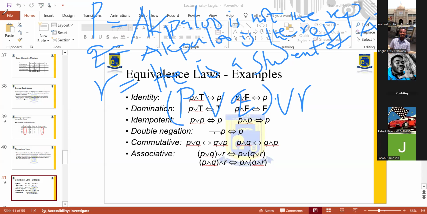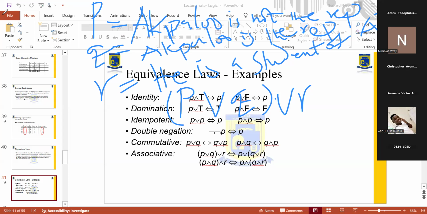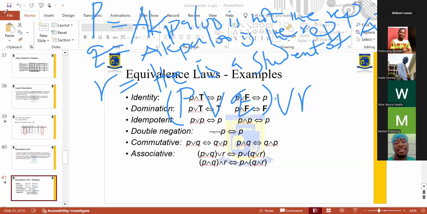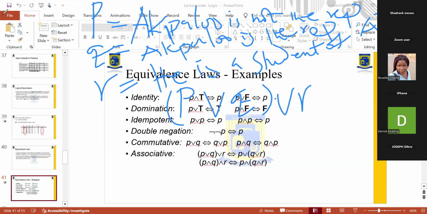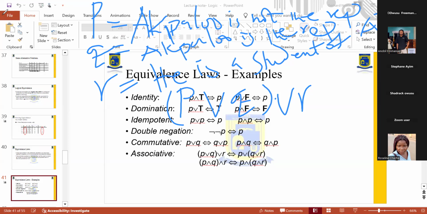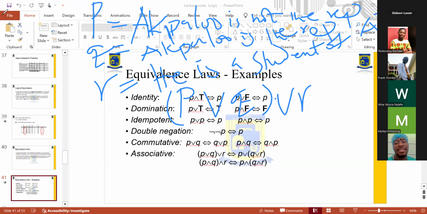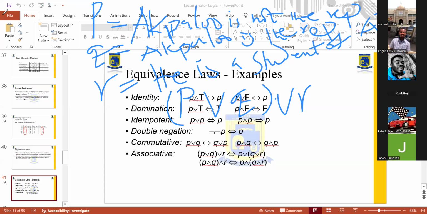It is the same ideology. P and Q and R is the same as what? P and Q and R. So what this is trying to tell us is that when we have the conjunction, grouping the first one is the same as the conjunction grouping what? The last one.